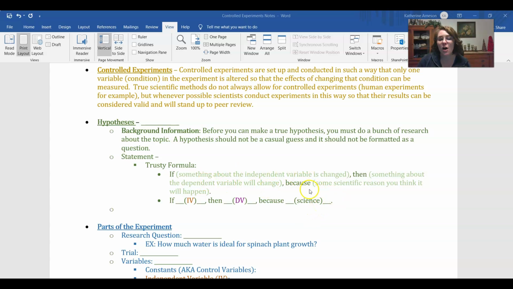And I wrote out this long version too. If something about the independent variable is changed, then something about the dependent variable will change because of some scientific reason that you think it's going to happen. So there has to be a connection there.